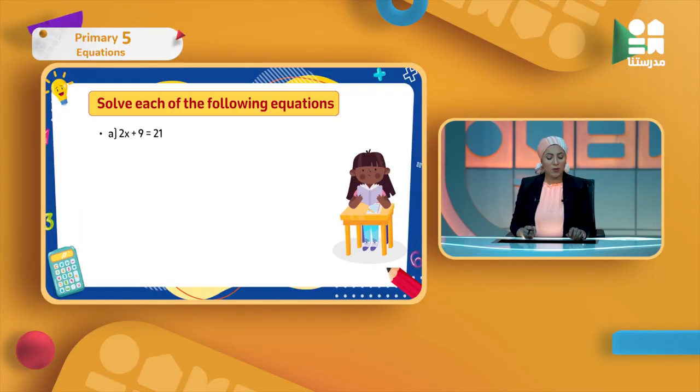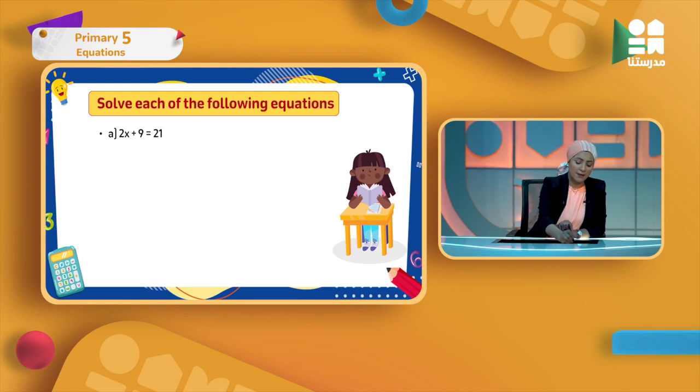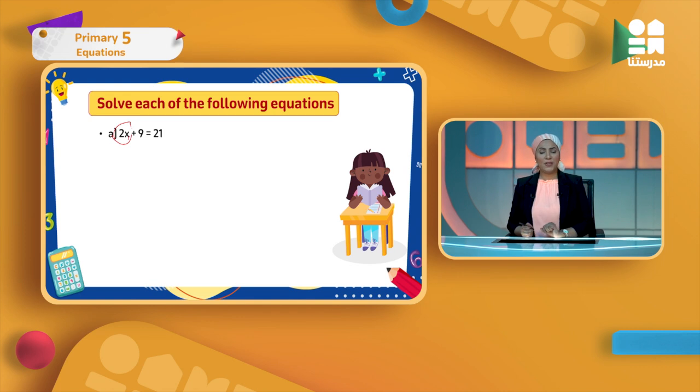2x plus 9 equals 21. Here I want the value of x, and stuck to my x is 2, meaning 2 times x. So first I get rid of this plus 9, and after that I see what to do to get the value of x. So 2x equals 21 minus 9, so it is equal to 12.